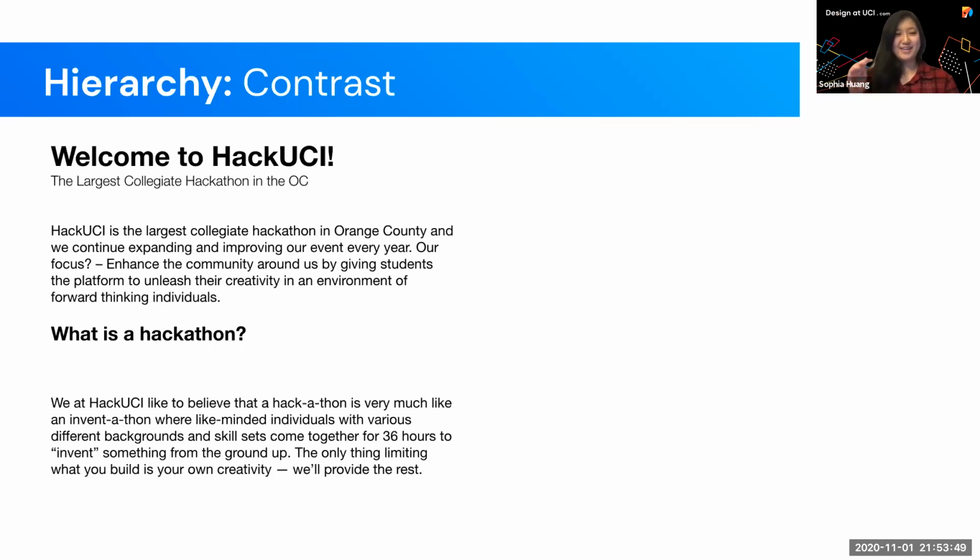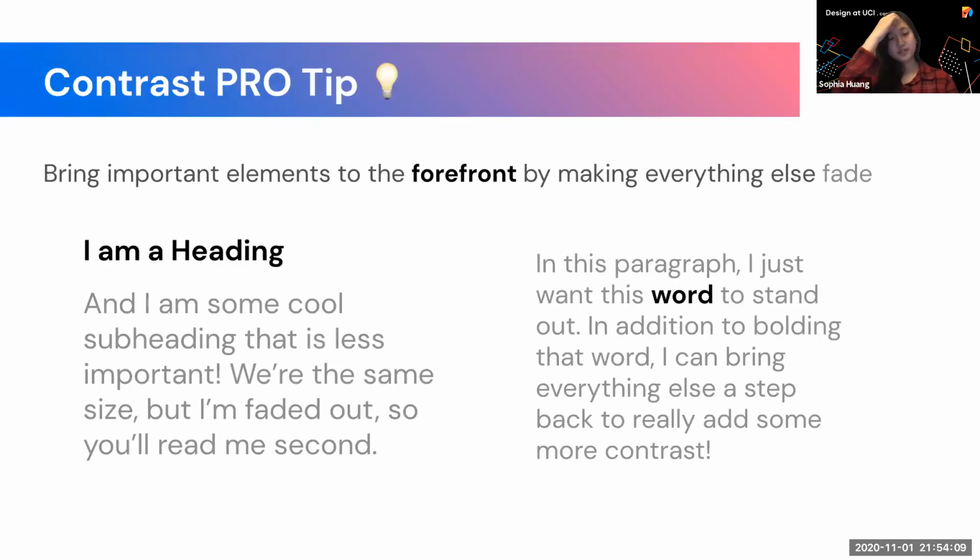If you are doing hierarchy, another really great way to do it is contrast. As you can see, I bolded Welcome to HackUCI, and I've also bolded the second headline. So there's more contrast between that headline and the body copy, and you're definitely going to read the Welcome to HackUCI first. And here's a little cool contrast pro tip. I know you might think, hey, bringing contrast, I'll just bold things. But there's a limit to how much you can bold something.